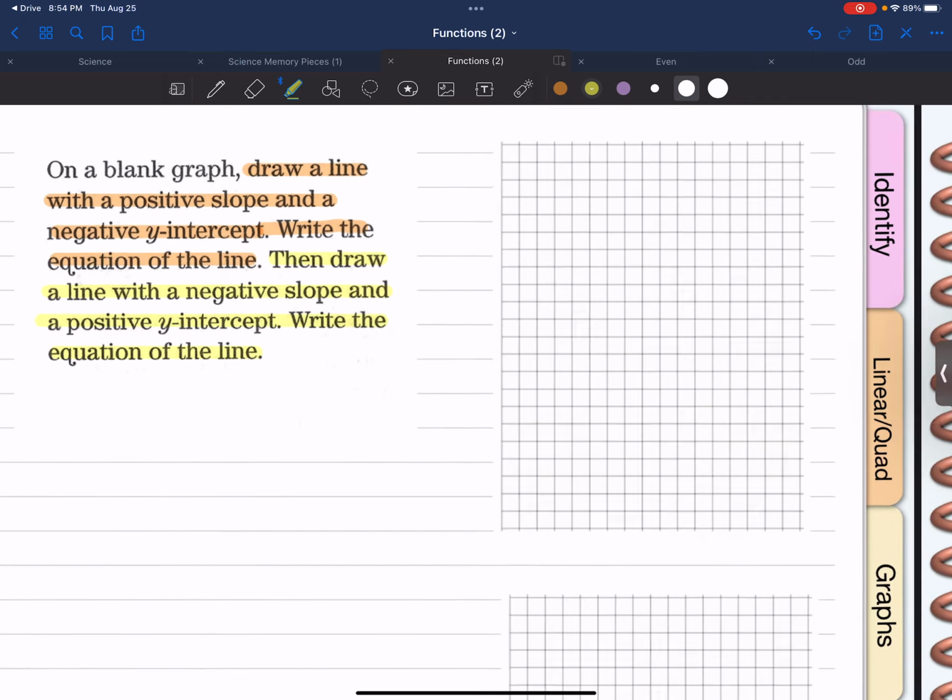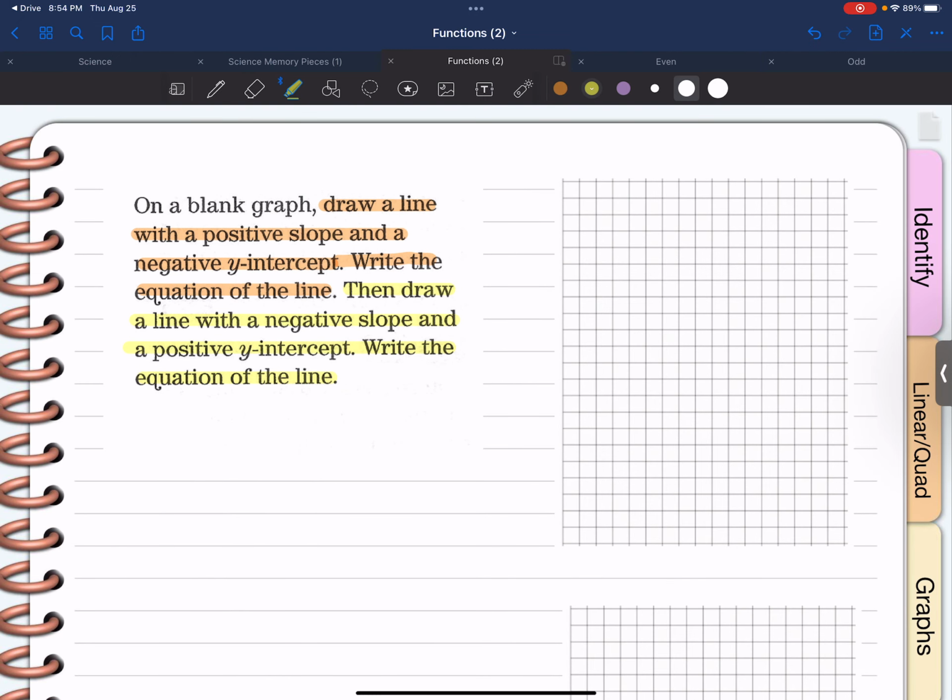All right, so for this orange task, I'm going to go ahead and draw a graph. We know we're going to need that. And I am going to do a coordinate plane, not just one quadrant of the coordinate plane. I'm going to go ahead and do this graph.